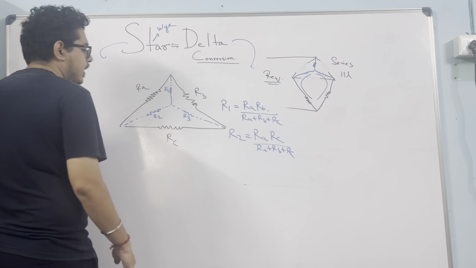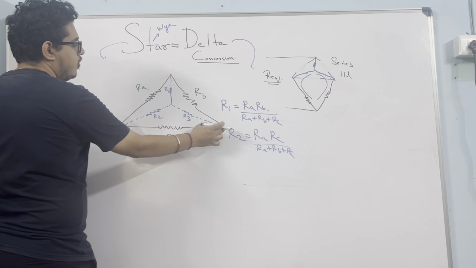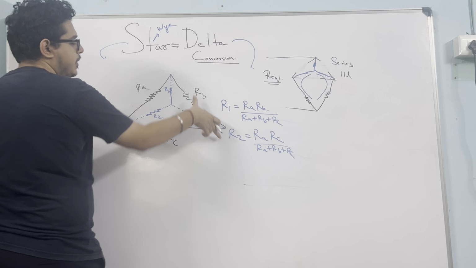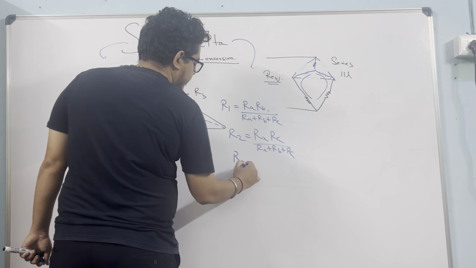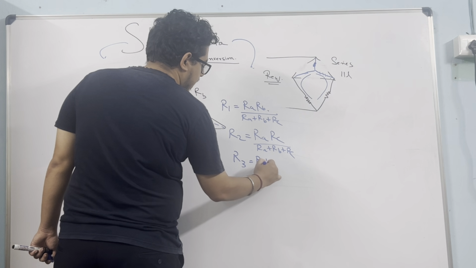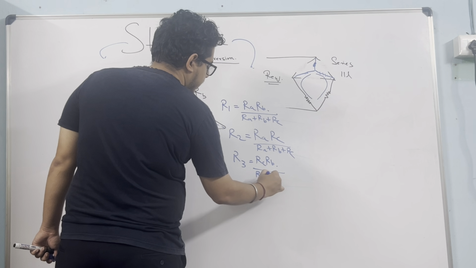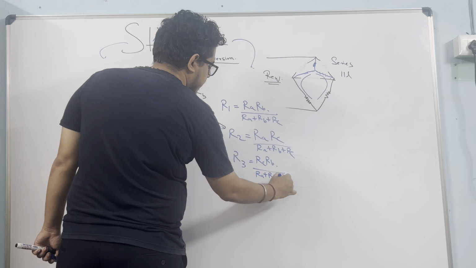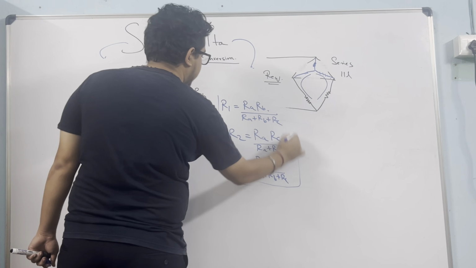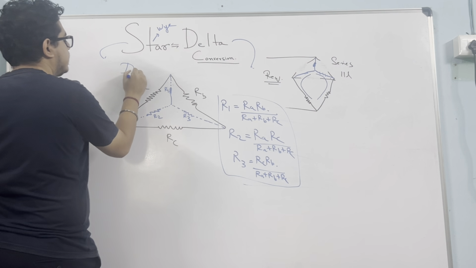And what will be R3? It is joining over here, so RC and RB. So R3 is RC times RB upon RA plus RB plus RC. This is the way of converting a delta into star.